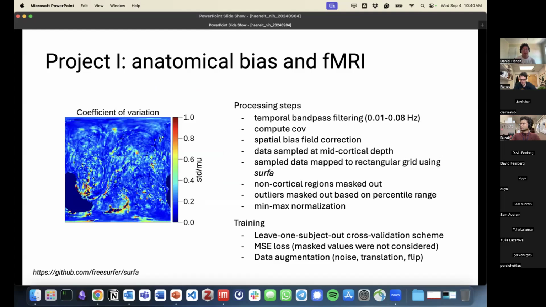So the input data for those models are always 2D images sampled on a rectangular grid. To achieve that, we used a resting state time series, applied a temporal bandpass filter, computed the coefficient of variation, and after applying a spatial bias field correction and sampling on the cortical surface mesh, we used the surfer package to map the data sampled on the cortical mesh to a rectangular grid.